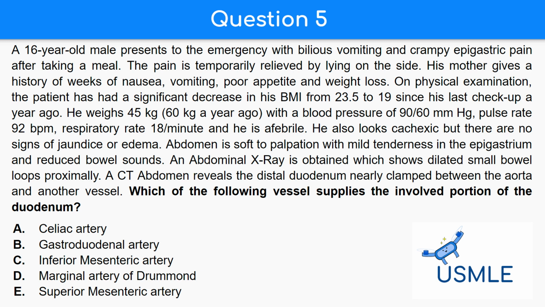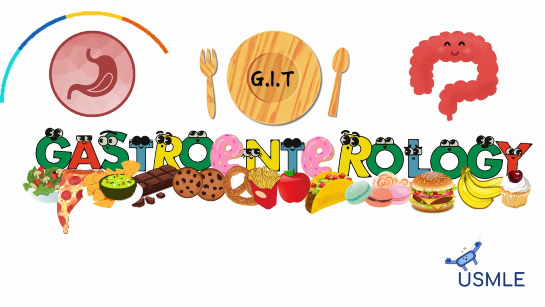Which of the following vessels supply the involved portion of the duodenum? A. Celiac artery, B. Gastroduodenal, C. Inferior mesenteric, D. Marginal artery of Drummond, E. Superior mesenteric artery. We will dive straight into the anatomy of the GIT.